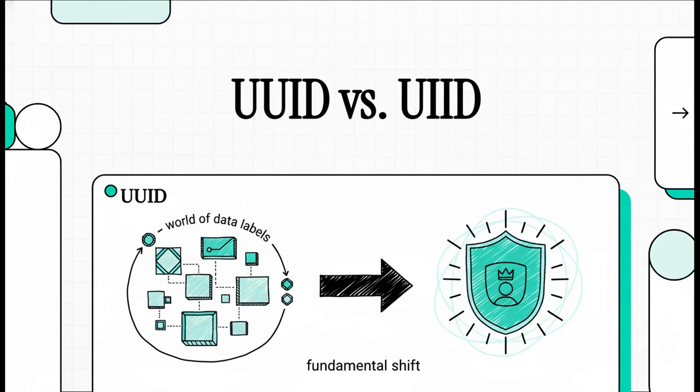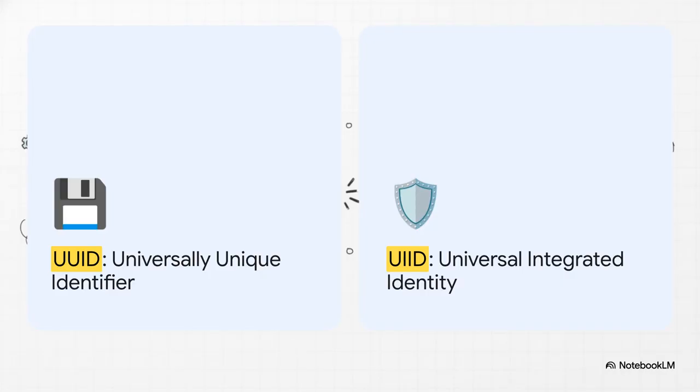When you first look at UUID versus UIID, you'd probably just think, oh, that's a typo. But what if I told you that single letter, that one little change, represents a massive shift in how we think about our identity on the internet? It's the difference between being a simple tag for data and you actually owning your digital self. So what's really in a letter?